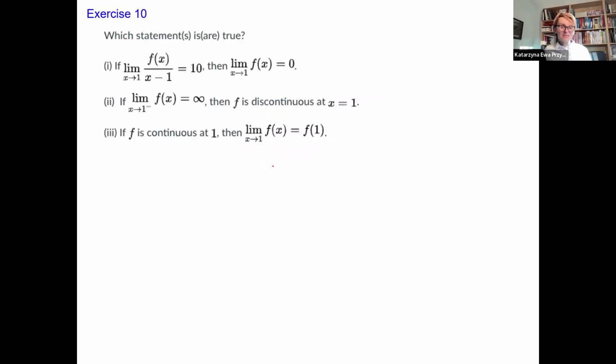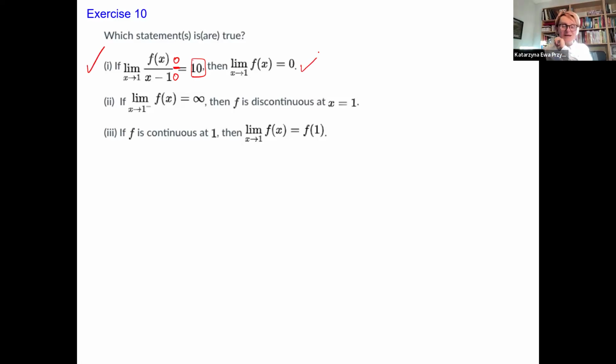True statements, true or false. Which statements are true? All of them could be false, or all of them could be true. Let's quickly answer. If the limit as x approaches 1 of f of x over x minus 1 equals 10, then the limit of f of x must be 0. Do you think it's true? We did something similar. We have 0 in the denominator, 1 minus 1, and then a finite number. What do we have to have on the top? If it's not 0, we would not have an indeterminate form. That means this is true.